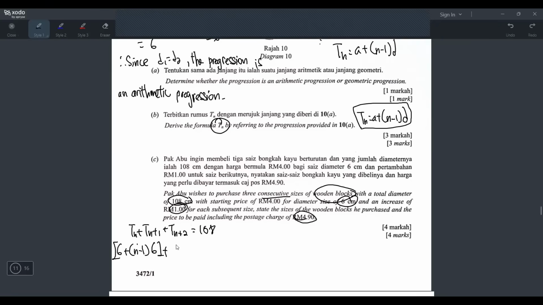Okay, and then plus with the next one. This one also uses the same formula, A plus N minus 1 D, but the A is 6 plus N minus 1. Your N is N plus 1. So what is N plus 1 minus 1? It will be N. And then the D is 6.